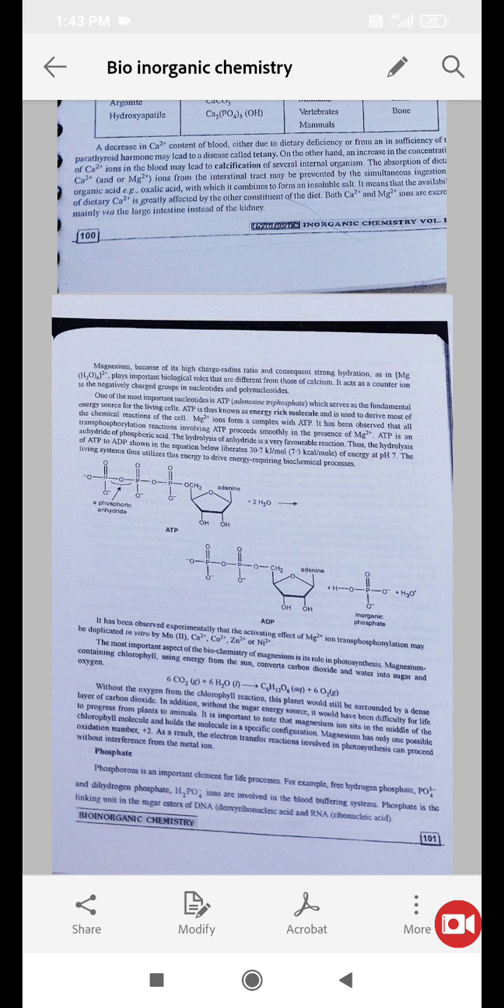ATP is an anhydride of phosphoric acid. The hydrolysis of an anhydride is a very favorable reaction. Thus the hydrolysis of ATP to ADP, shown in the reaction below, liberates 30.7 kJ per mole of energy at pH 7. The living system thus utilizes this energy to drive energy-requiring biological processes. This is the structure of ADP and ATP.